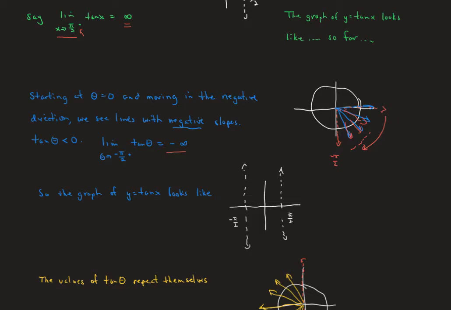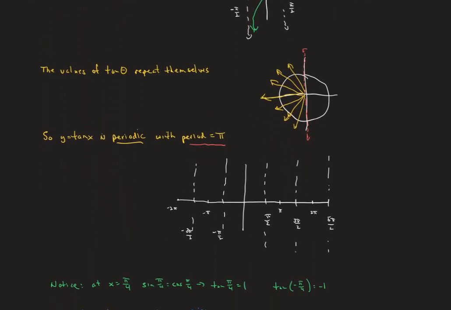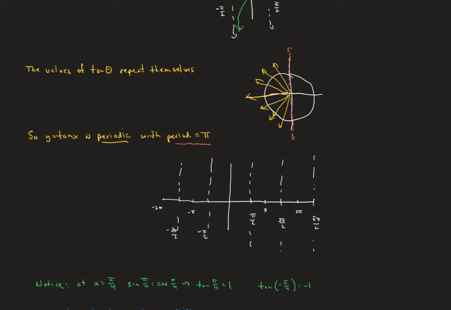So what we know is the tangent of 0 is 0. As we approach pi over 2, it's going to go up to positive infinity. As we go towards negative pi over 2 coming from the right, it's going to go to negative infinity. And so there is a graph of tangent of theta in between negative pi over 2 and positive pi over 2. Now, we also know that tangent of theta repeats itself.